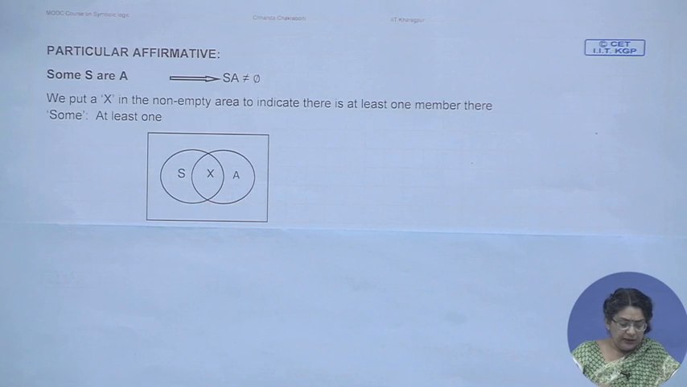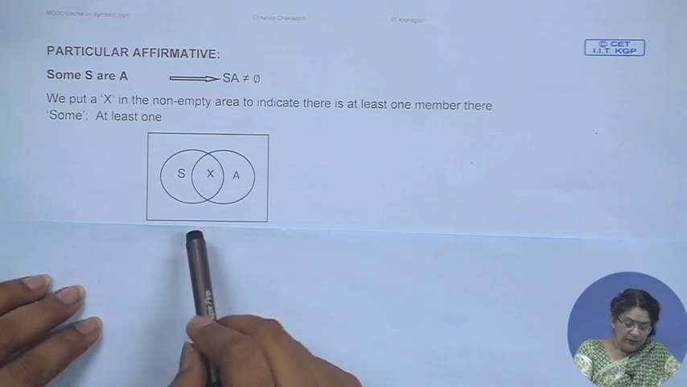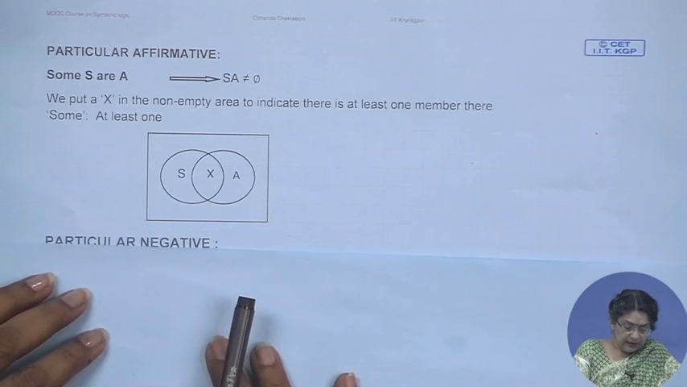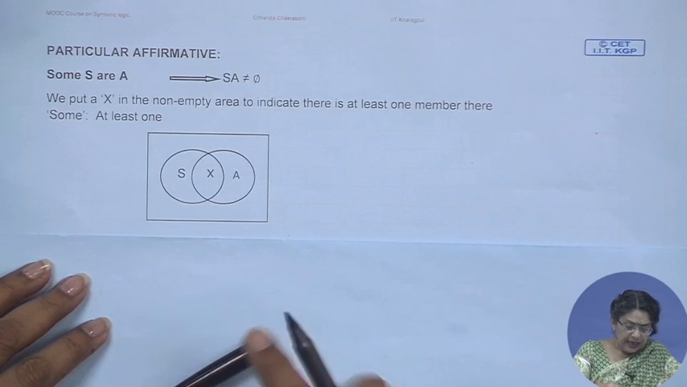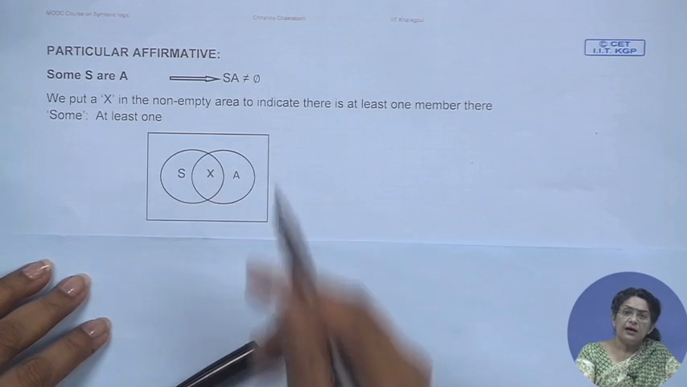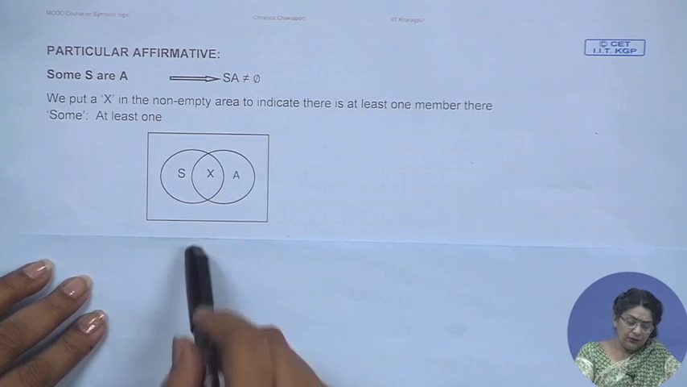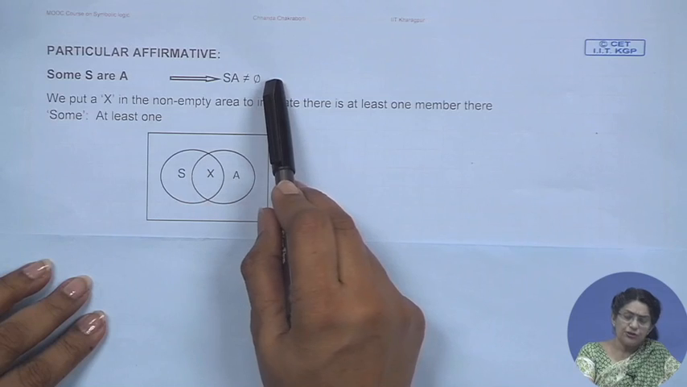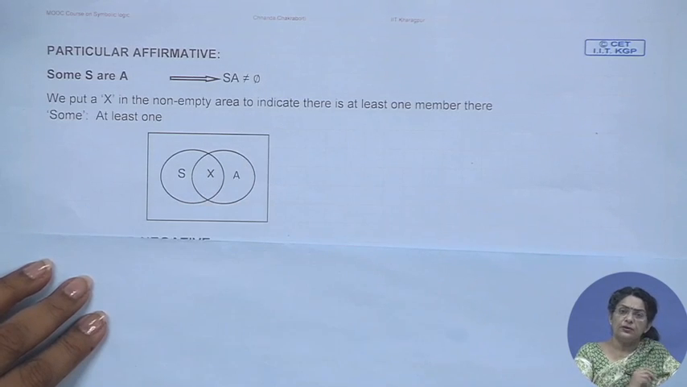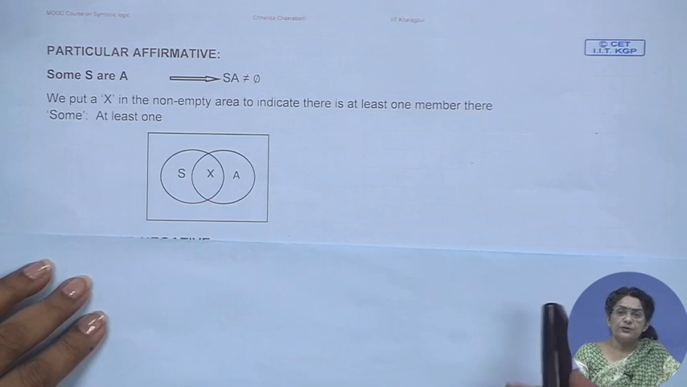Here we are interpreting 'some' as at least one. How many members do you mean by 'some'? The answer is at least one, and we represent it like this. We want to say that the S A area is non-empty. We just put one x, a token x, in the area that we want to call non-empty. So, this is the area in question now. S A area is non-empty. This is our Venn diagram representation of the I proposition, fine.